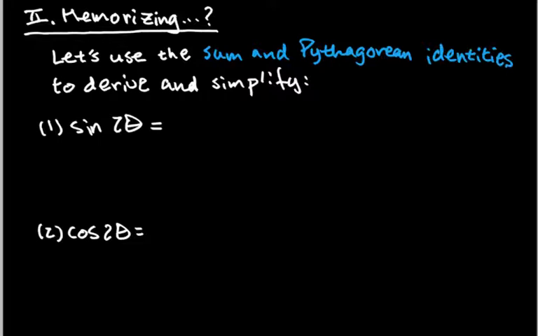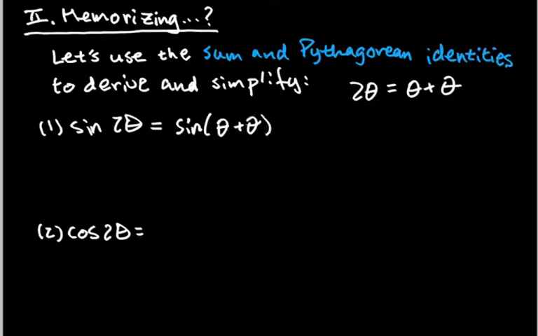So for the sine of 2 theta one, we're going to use the sum identity. Pythagorean identities are going to be for simplifying the cosine 2 theta forms to be the other two. So let's just directly apply this. 2 theta, I'm pretty sure we can all agree is the same as theta plus theta, right? Have a theta, have another theta, put it together, you get 2 theta. So this is the same thing, sine of theta plus theta.